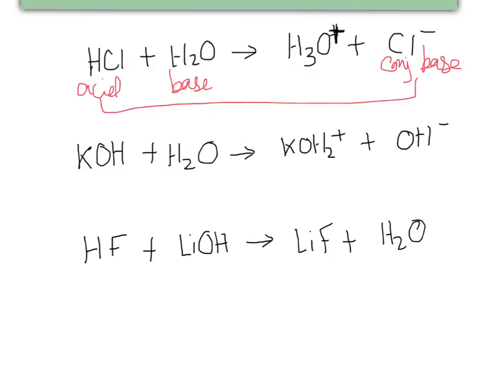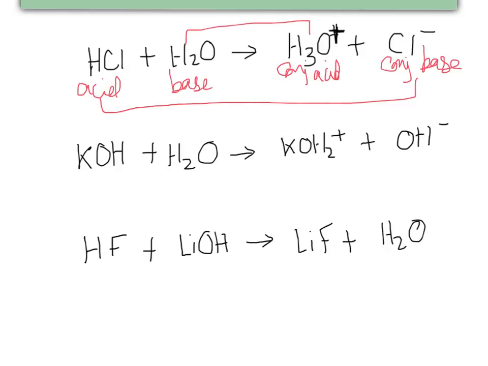So H2O is my base. A base accepts a proton. So if H2O accepts or gains a proton, basically it becomes H3O plus. There it is. So these two go together. So if that was the base, this is my conjugate acid. Let's look at the next one.